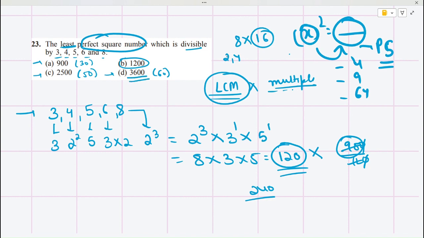And the only option that will be left is option D. That is, if we multiply 120 by 30, what we'll get is equal to 3600, which means this is the number. And they're saying the least perfect square number which is divisible by all these numbers. So this is the least perfect square number which is divisible by 3, 4, 5, 6 and 8, all of these numbers. So option D will be the correct option for this particular question. Thank you.